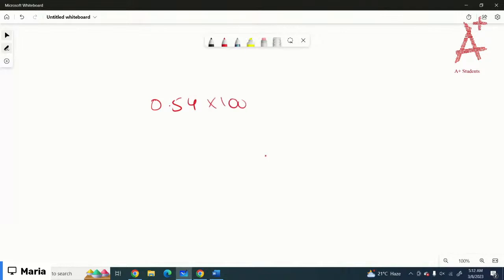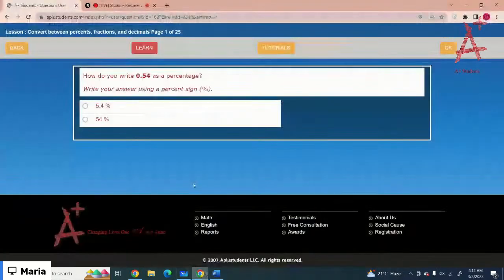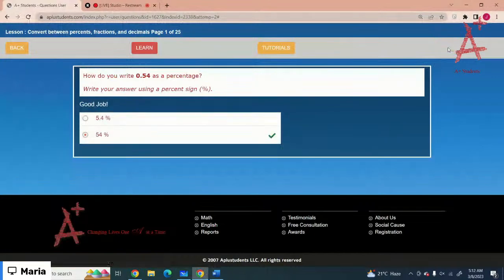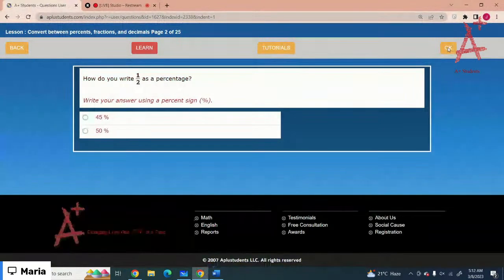Got it? So 0.54 times 100 is not 5.4, it is 54. You have to multiply it by 100. You have to move the decimal point two places right, so it would be 54. Taiwo, it is 54. David, 54%, it is not 5.4. It is 54%. Got it?